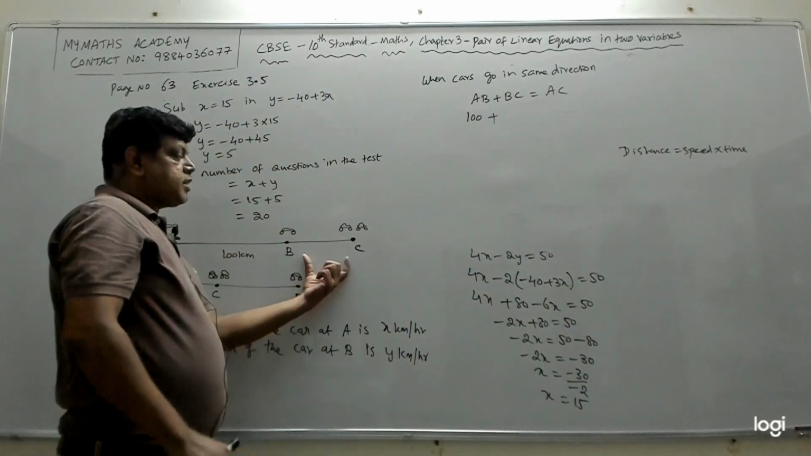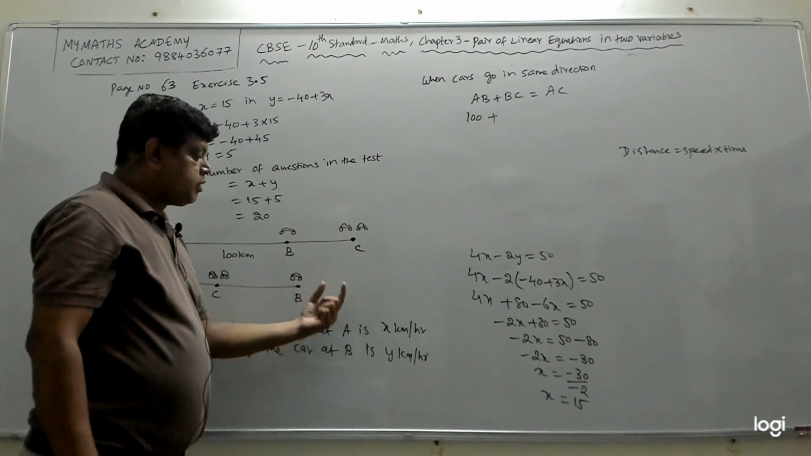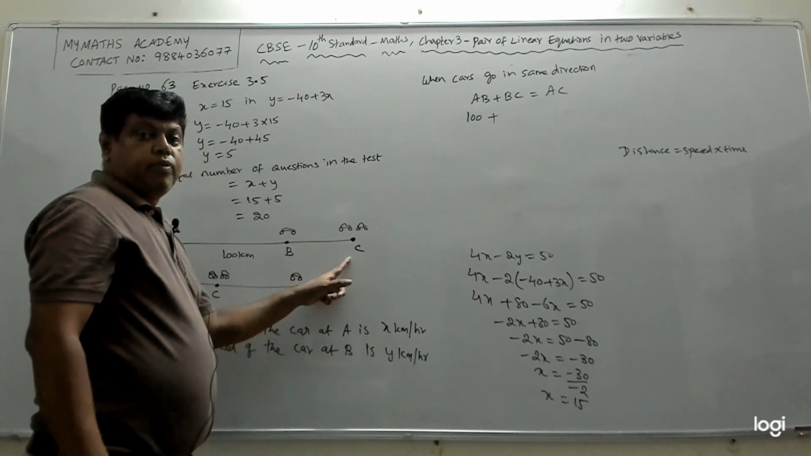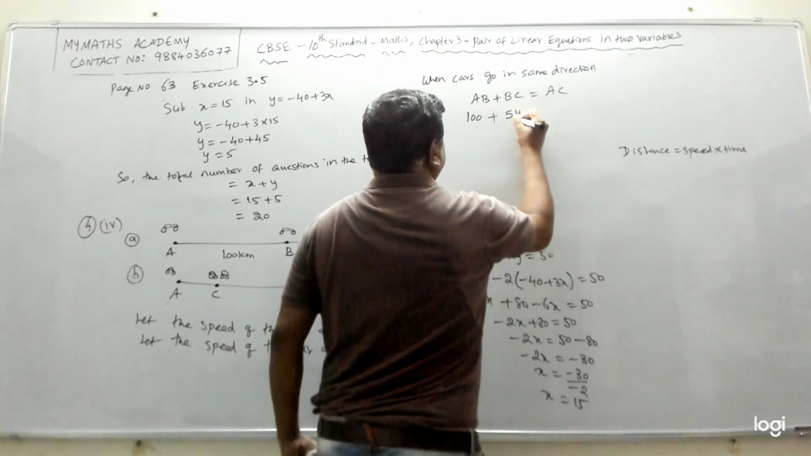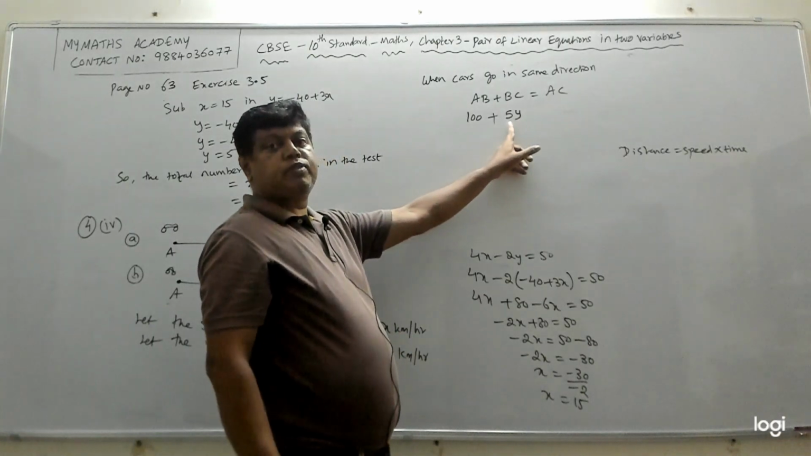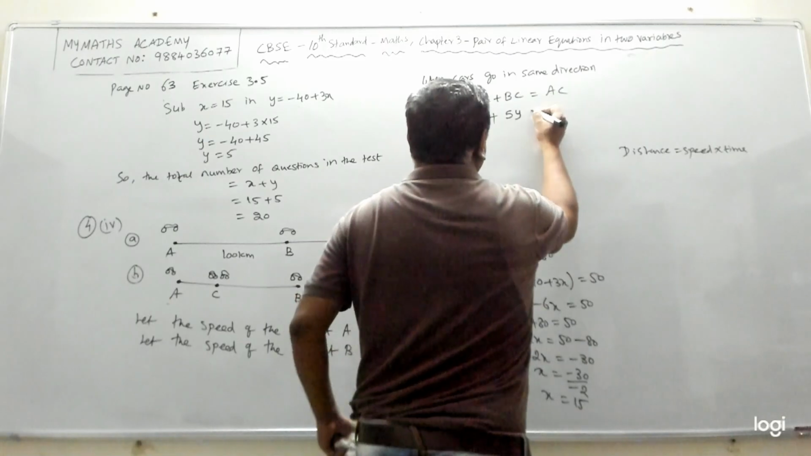So now this is the distance travelled by the car B. Distance is speed into time. Speed is how much? Y. How much time did it take to go from B to C? 5 hours. So 5 into y. Speed into time. Speed is y, time is 5. That is equal to now AC.